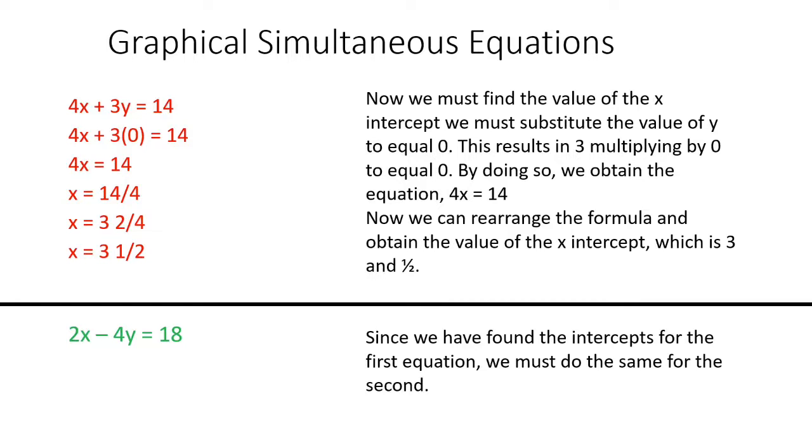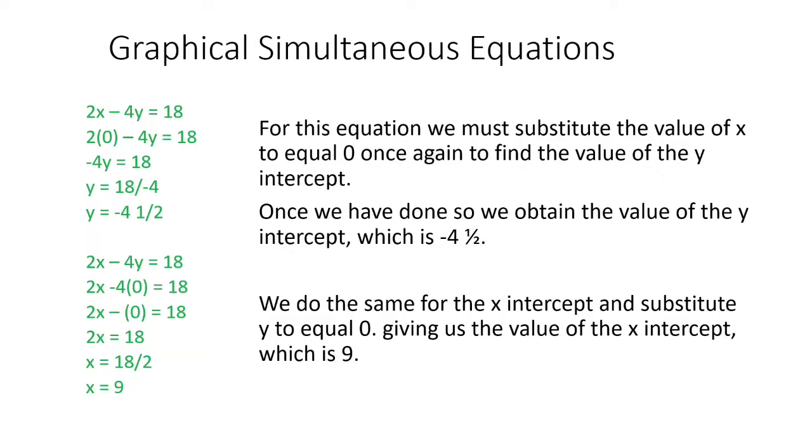Since we have found the intercepts for the first equation, we must do the same for the second. For this green equation, we must substitute the value of x to equal 0 once again to find the value of the y-intercept. Once we have done so, we obtain the value of the y-intercept, which is negative 4.5. We do the same for the x-intercept and substitute y to equal 0, giving us the value of the x-intercept, which is 9.